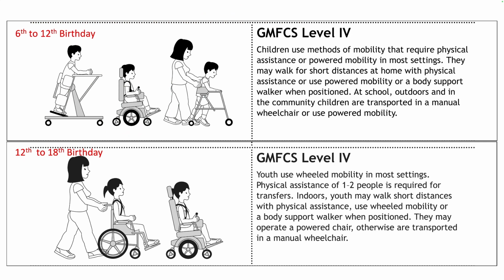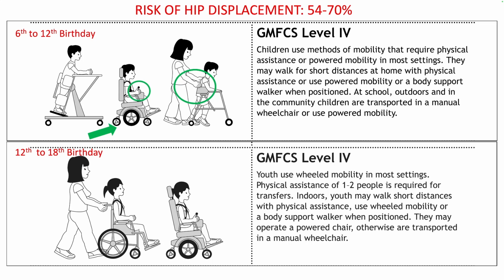GMFCS level 4 represents a child who requires significant physical assistance for mobility in the home and uses powered wheeled mobility in most settings. In low-resource environments, these children might be identified as being unable to stand by themselves and needing to be carried or helped by 2 people, but they may sit by themselves once positioned. There is a high risk of hip displacement in these children.